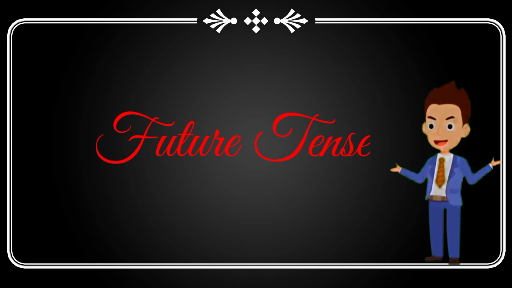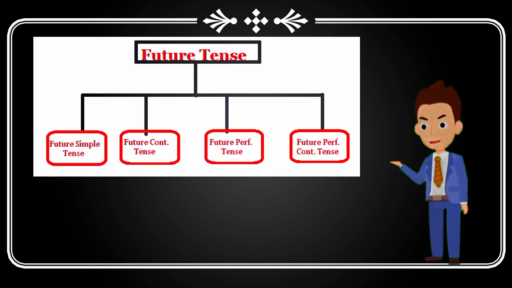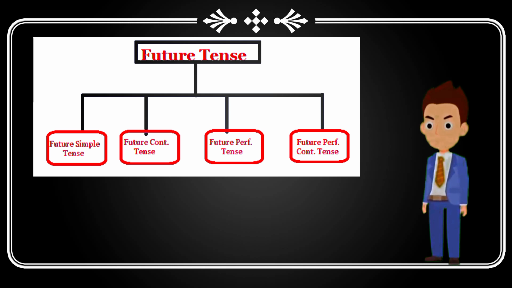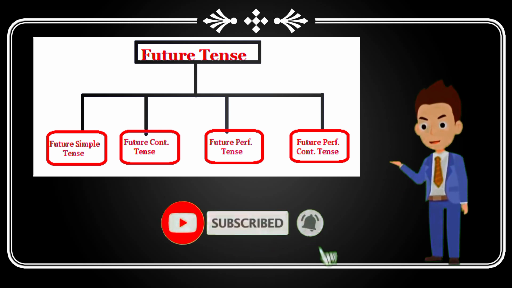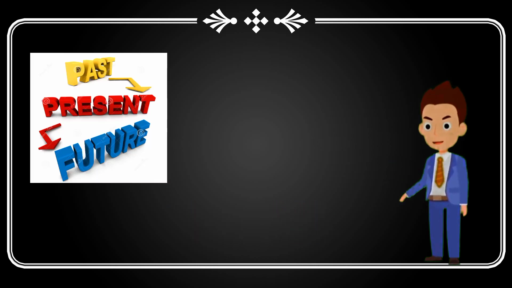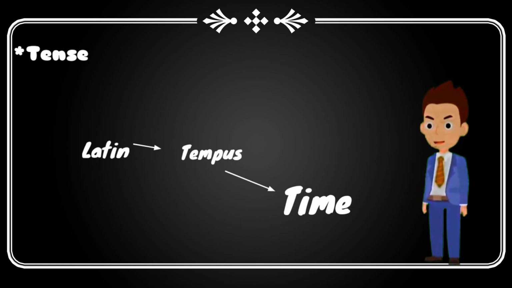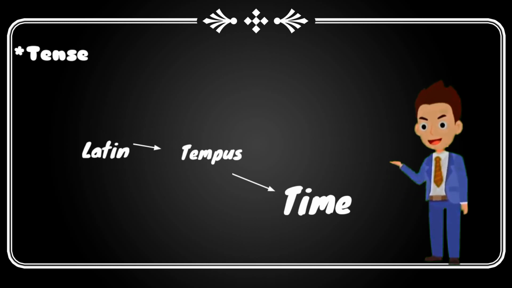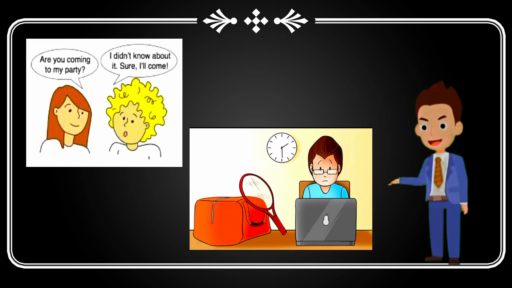Today's topic is future tense. It has four parts: simple future tense or future indefinite tense, future continuous tense or future progressive tense, future perfect tense and future perfect continuous tense. What is tense? Tense was taken from the Latin word tempus, and it means time. I'm going to explain all these in this video.